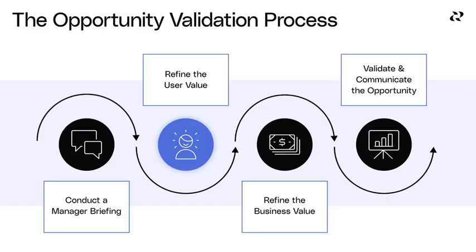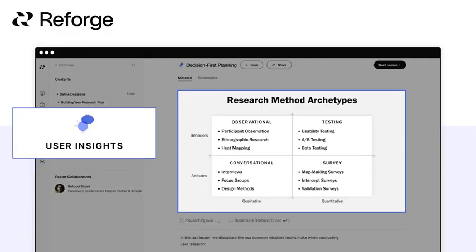There are several quantitative and qualitative methods PMs can use to engage with users, but the one we'll focus on in this program is user interviews. You can find information on other research methods in the User Insights for Product Decisions program.